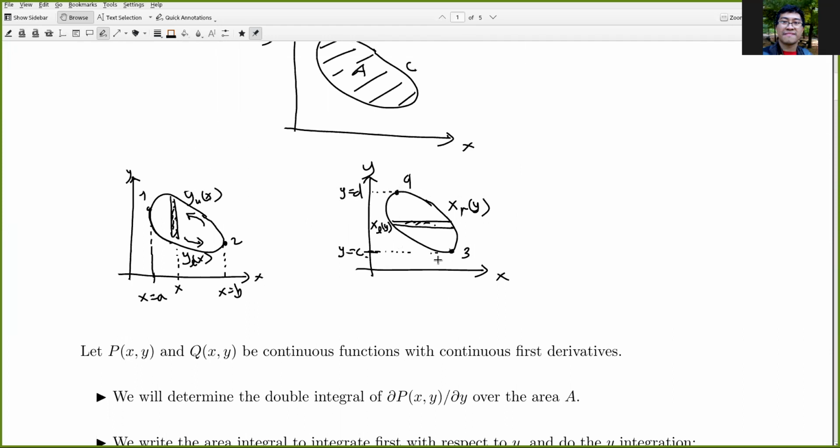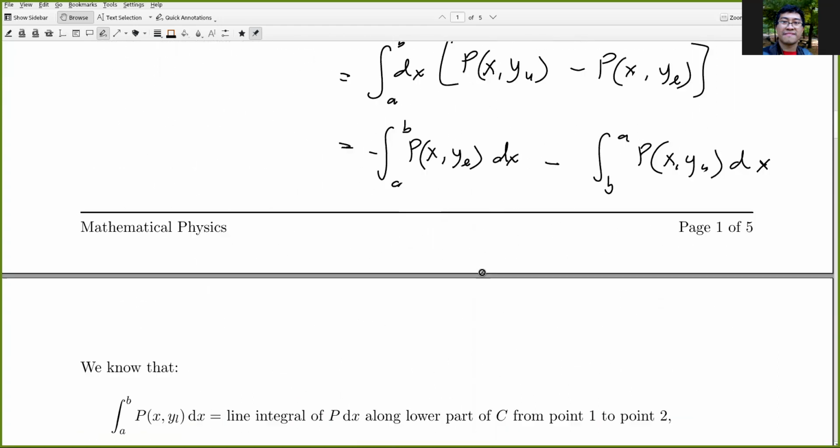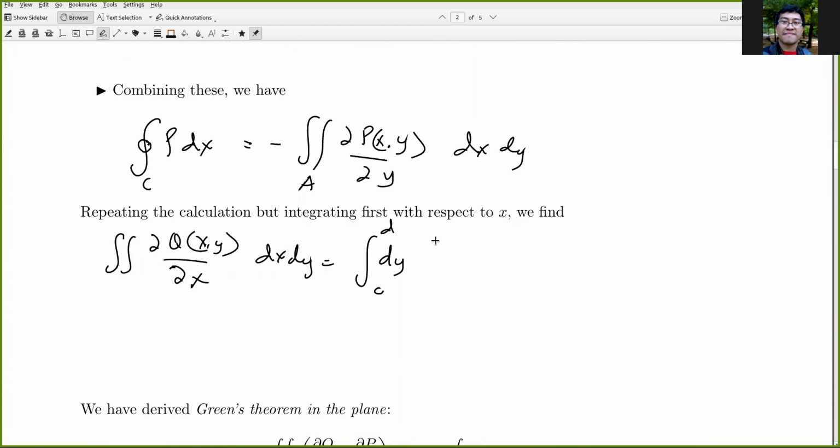For x, you have x lower, x left and x right. So we're still going counterclockwise. From left we go d to c, for right we go c to d. Okay. So this would be the integral from x left to x right of the partial of Q with respect to x, dx.